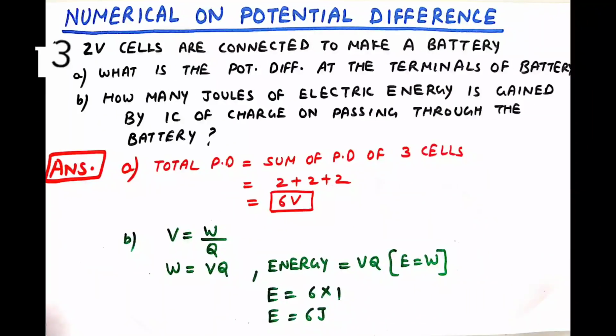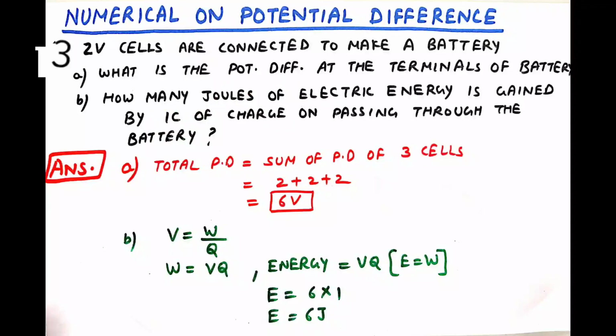Now let us do a numerical on potential difference. So the question here is that 3 2-volt cells are connected to make a battery. So first part is, what is the potential difference at the terminals of the battery? And second part is, how many joules of electric energy is gained by 1 coulomb of charge passing through the battery? So answer, first part.